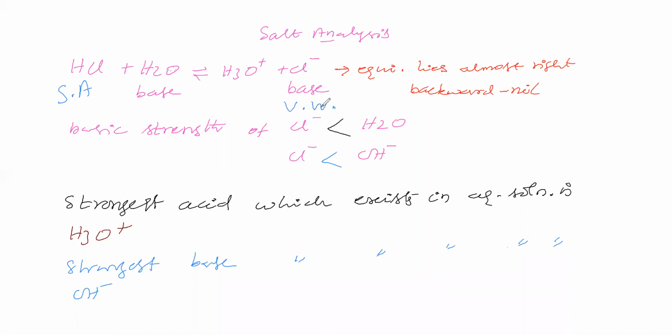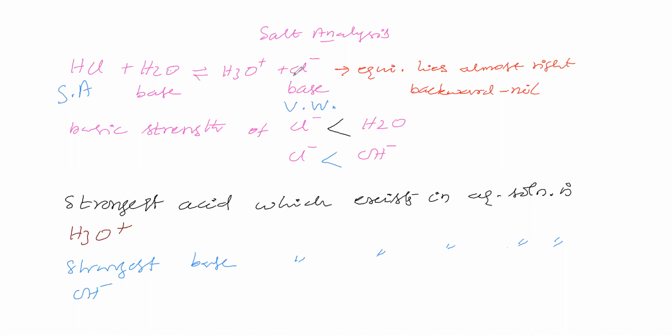Conjugate means the difference is one H plus. For HCl and Cl minus, the difference is one H plus. So Cl minus is the conjugate of HCl, and HCl is the conjugate of Cl minus. So a strong acid has a very weak conjugate base.